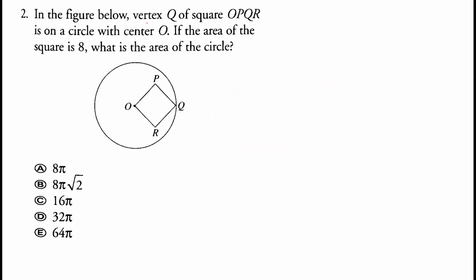Now in the figure below, vertex Q of square OPQR is on a circle with center O. If the area of the square is 8, what is the area of the circle? Let's suppose this side is x, and this is x. In a square, all sides are equal. So the area of the square equals x squared, and we know the area is 8. So x equals the square root of 8.